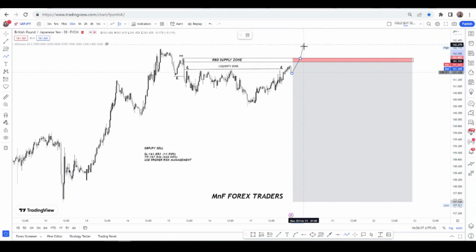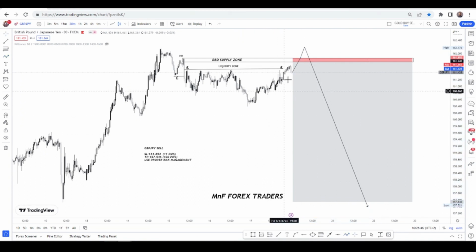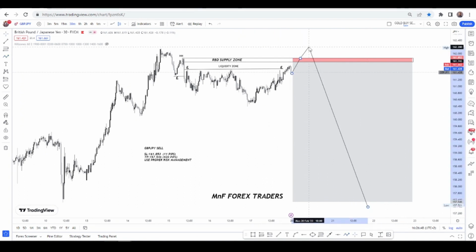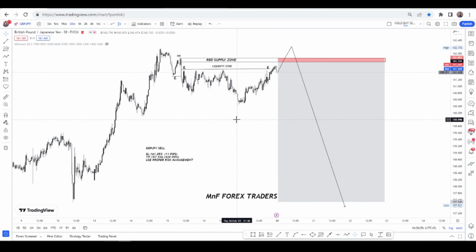And mind you, the market can still pull back and take out this level right here and come to this level right here, and then we can see the market continue to go to the downside. So anything is possible. We just need to be alert and be watchful. Otherwise, it's the same setup.